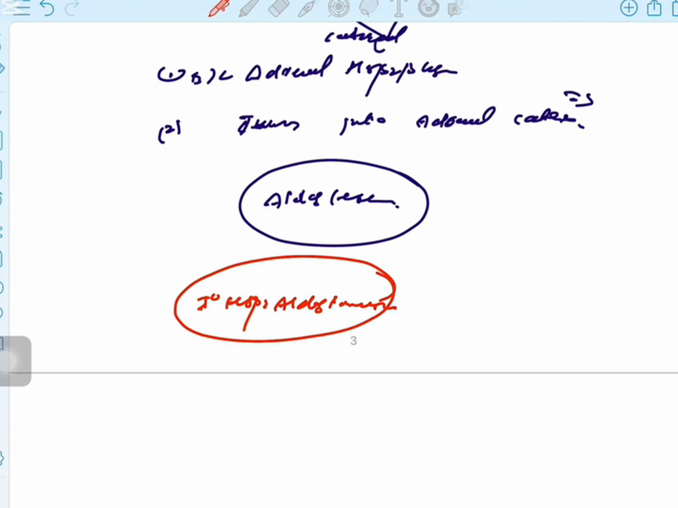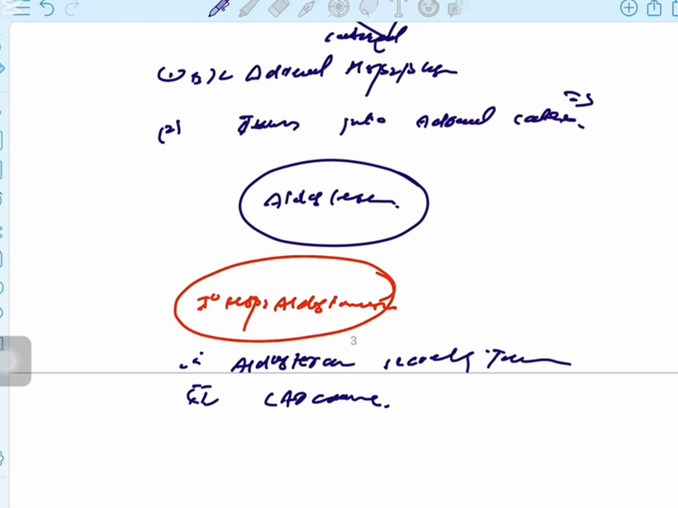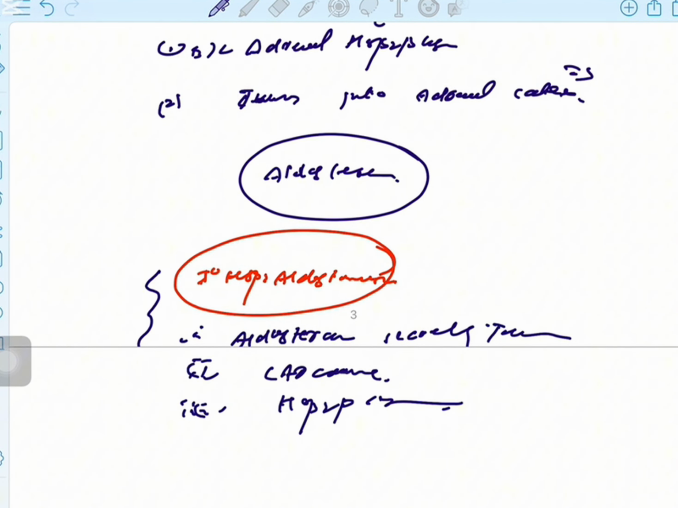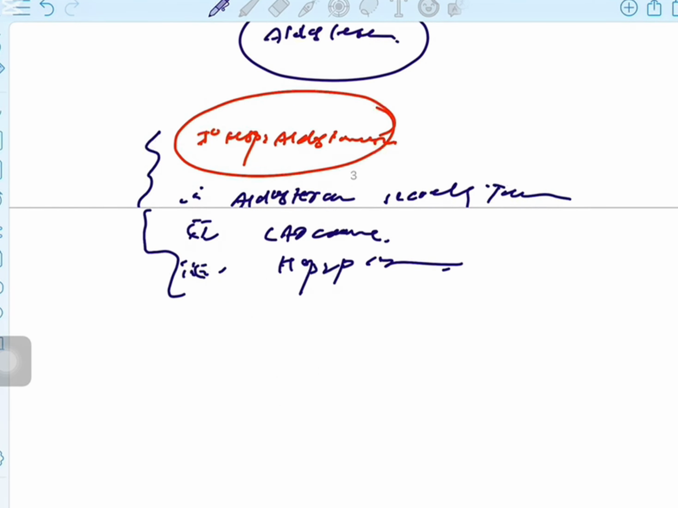So if someone asks you a question, what are the main causes of primary hyperaldosteronism, what will we give as the answer? Number 1, maybe there is an aldosterone secreting adenoma, or a tumor. Number 2, maybe there is an adrenal cortex carcinoma. Number 3, maybe hyperplasia, adrenal cortical hyperplasia, guys. So these are the causes which can lead to primary hyperaldosteronism.